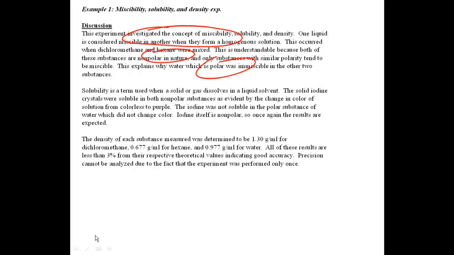Another example. The density of each substance measured was determined to be 1.30 grams per milliliter for dichloromethane, 0.677 grams per milliliter for hexane, and 0.977 grams per milliliter for water. All these results are less than 3% from their respective theoretical values, indicating good accuracy. Precision cannot be analyzed due to the fact that the experiment was performed only once.